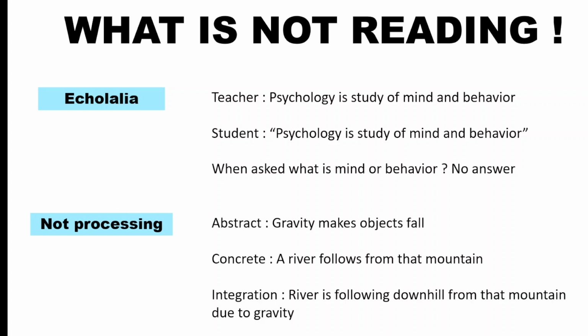Okay, then not processing comes as follows. Suppose there are abstract statements: gravity makes objects fall, or a concrete observation like a river flows from that mountain. Now, if the student is unable to connect both of them, that means he hasn't read or understood things properly. A proper understanding of both these statements would be the integration in the form of: the river is flowing downhill from that mountain. Why? Because of gravity. So it connects all these concepts together.